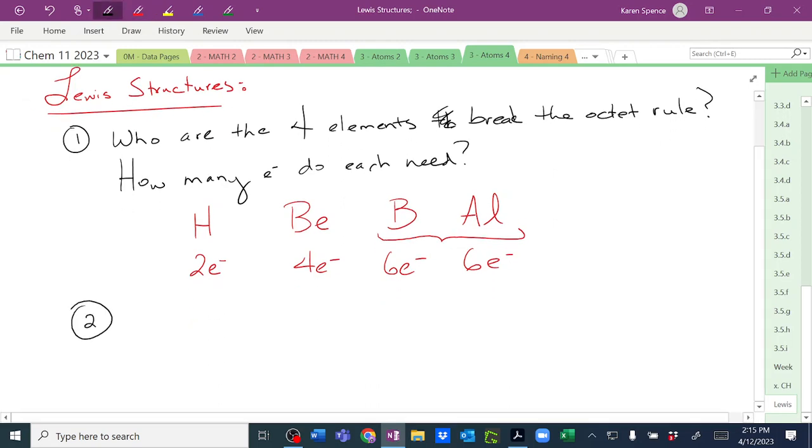Number 2. What are the only 2 elements, what are the 2 elements that only ever form one bond?